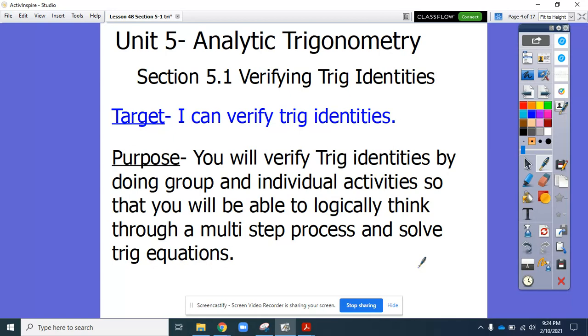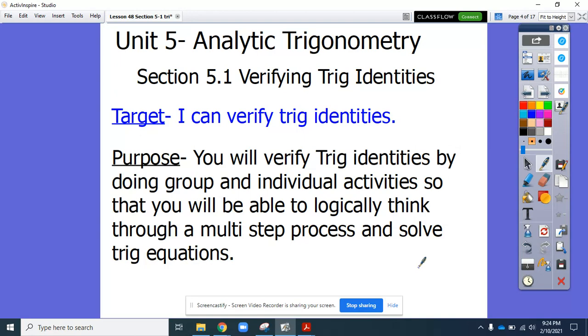So this lesson is going to be all about verifying trig identities. So I want to teach you what that means. What does it mean to verify an identity? I want to teach you about the basic identities that you know most of, and then how to actually verify an identity. As we do this, we have our target, which just says I can verify trig identities. That is what we're aiming for.